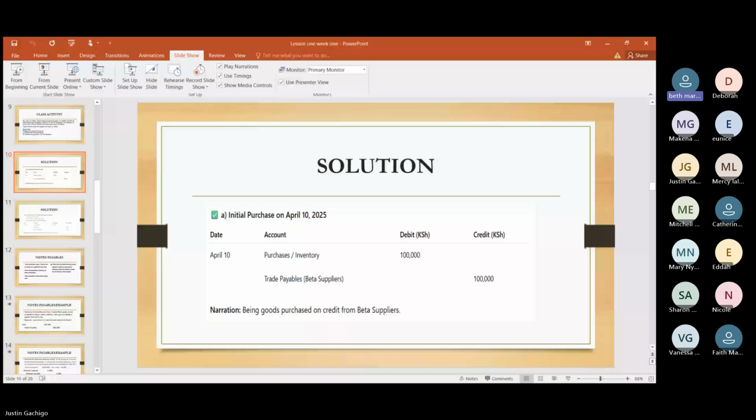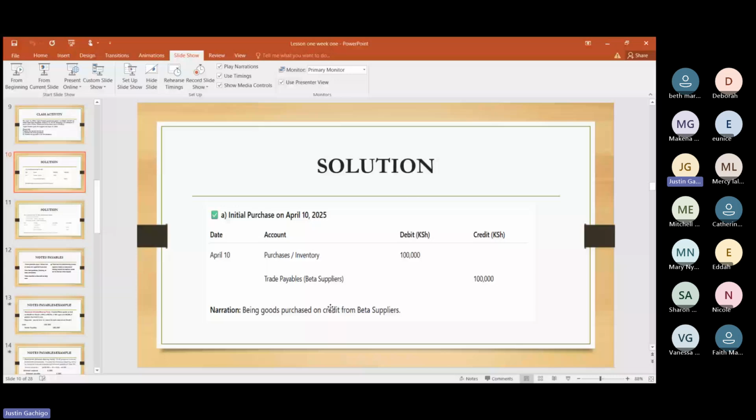Yes. So, I have said that you debit the purchase or inventory, 100,000. Then you need to credit the trade payable, which is a supplier, and you have the narration there, being goods purchased on credit from Better Suppliers. If you are told to write a journal entry and you don't put this narration, then you may not get it right. So it should be as clear as that.